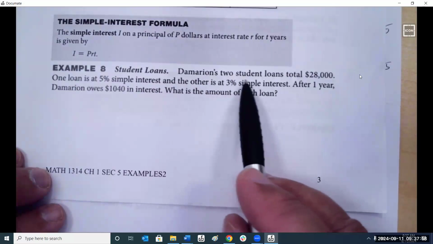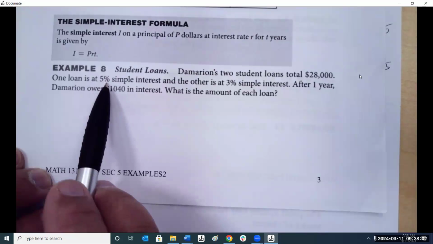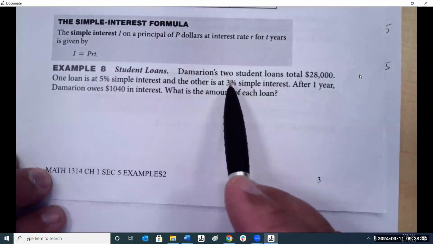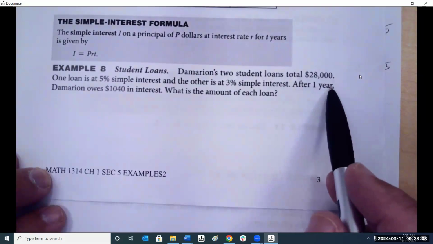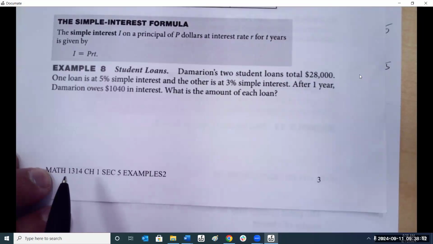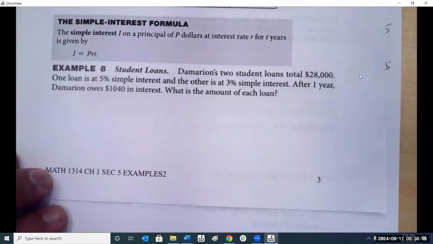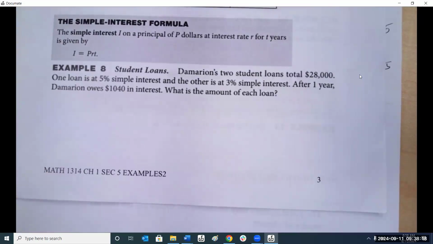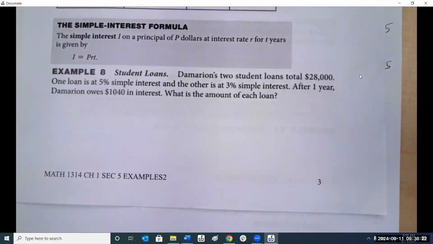Marian's 2 student loans total $28,000. One loan is at 5% simple interest, the other at 3% simple interest. After 1 year, Marian owes $1,040 in interest. What were the amounts of each loan? I think it's interesting because they use 1040, because that's the tax form you file.